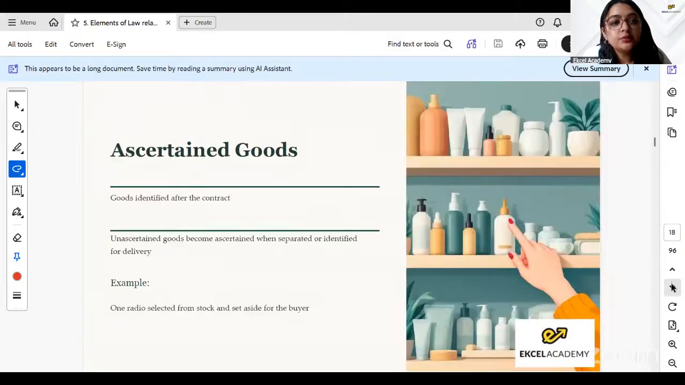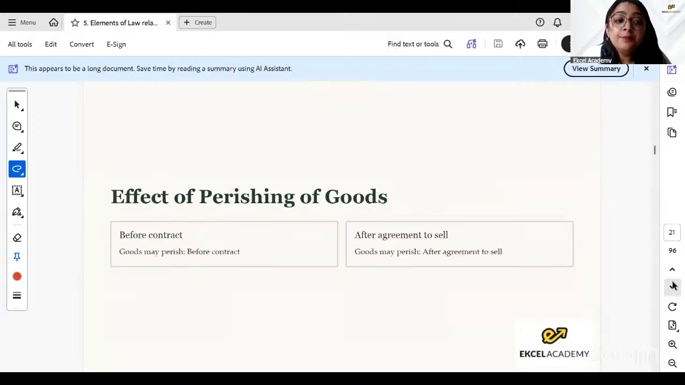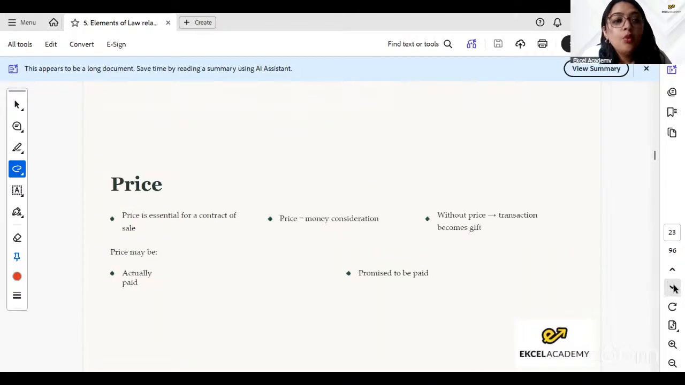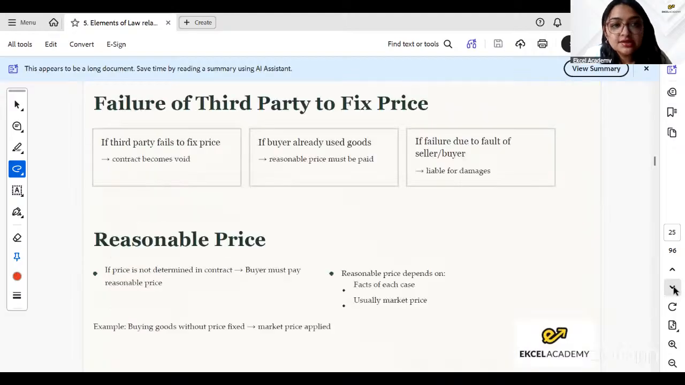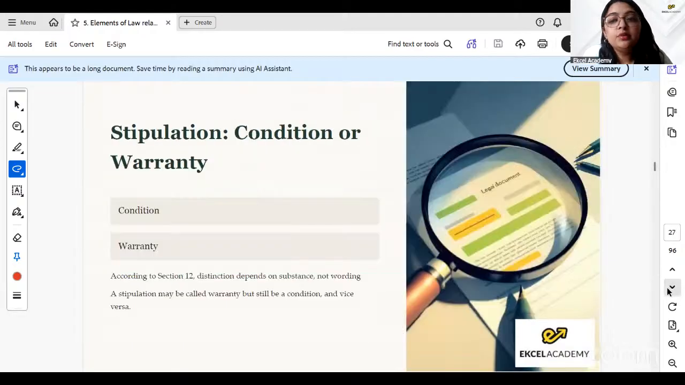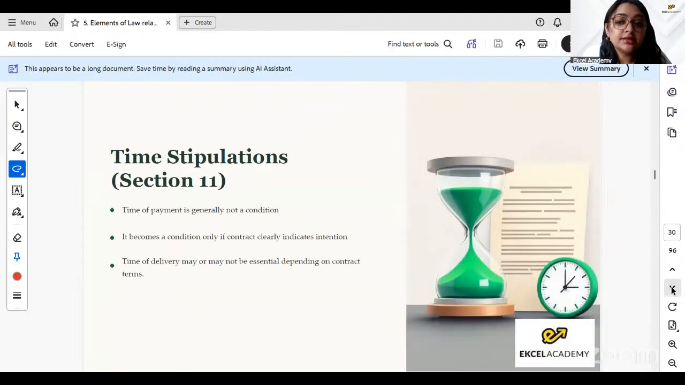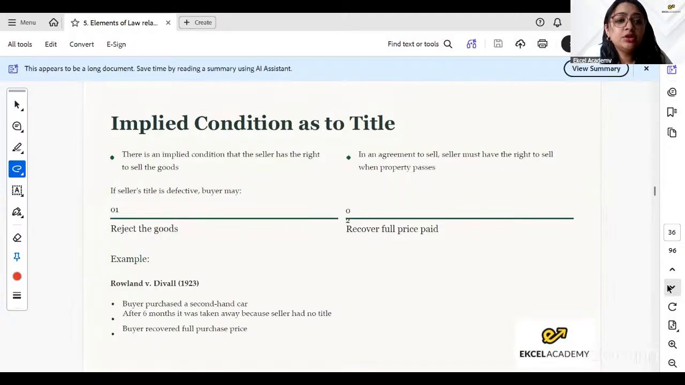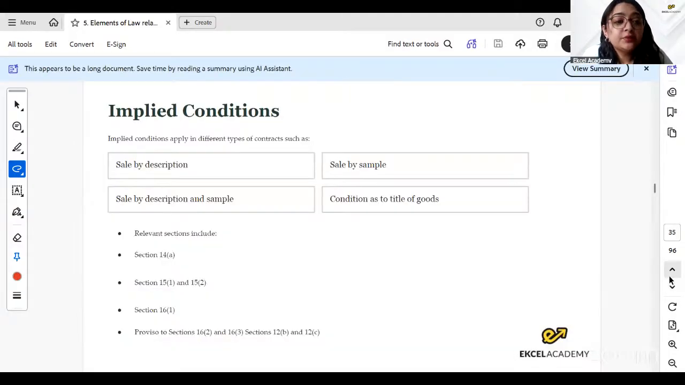Then we proceeded with understanding perishing of goods. What happens if your goods perish before the contract or after the contract? What is the price? How is the price fixed? What happens when a third party who is required to fix the price fails to fix it? What is a reasonable price? Then we went on to understand stipulations, which are the basis of the contract. So we understood conditions as well as warranty. And then we saw various implied conditions and warranties in the Indian Sale of Goods Act. I hope you have been able to understand all of these topics that we have discussed in class.